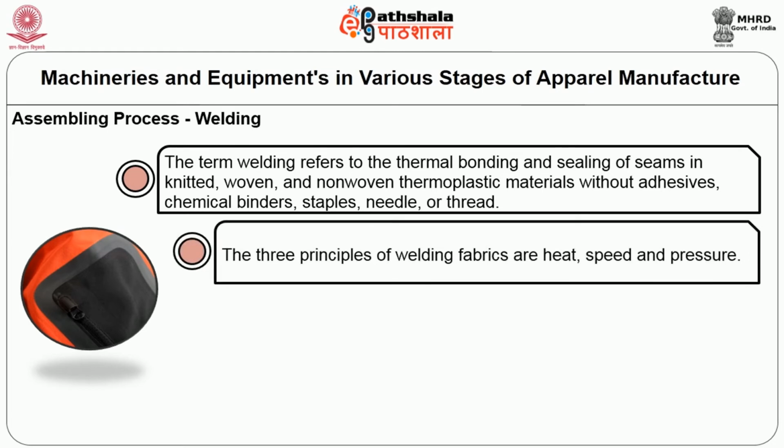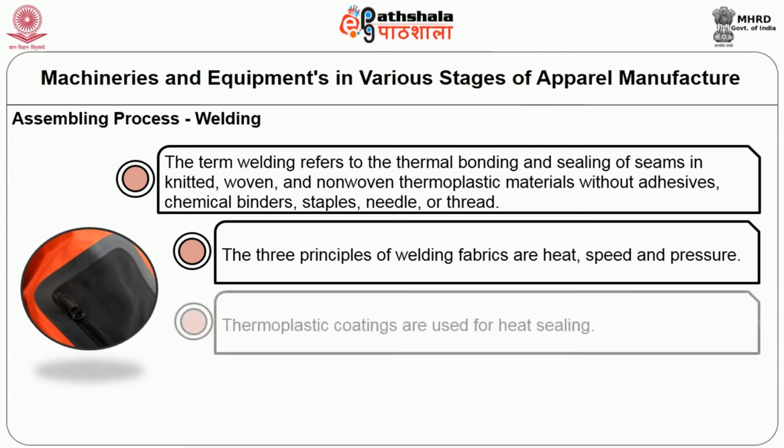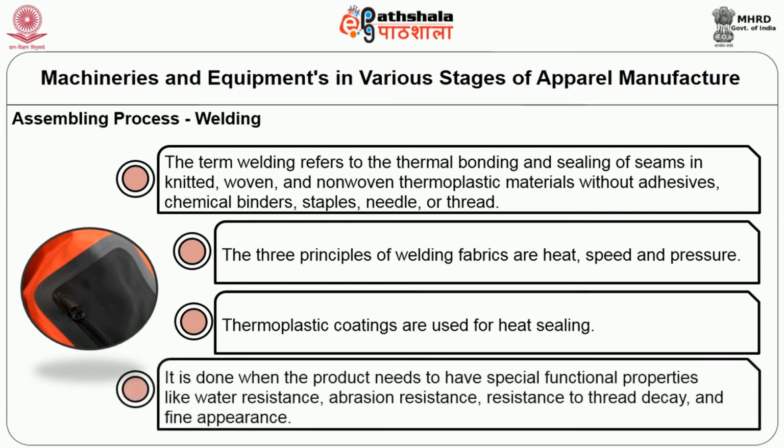The three principles of welding fabrics are heat, speed, and pressure. Thermoplastic coatings are used for heat sealing. It is done when the product needs to have special functional properties like water resistance, abrasion resistance, resistance to thread decay, and very fine appearance. So that's an example of welding.